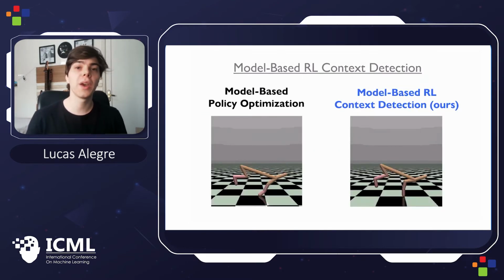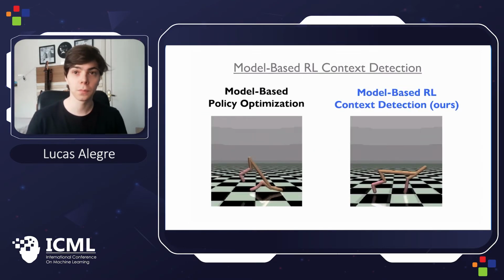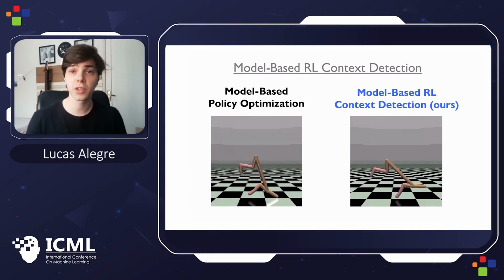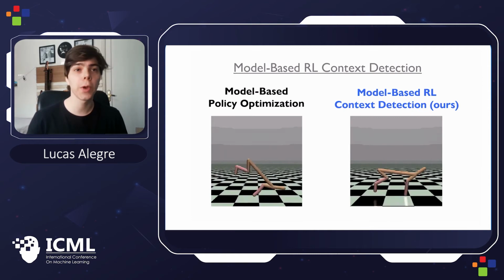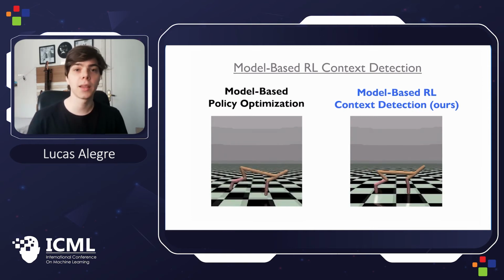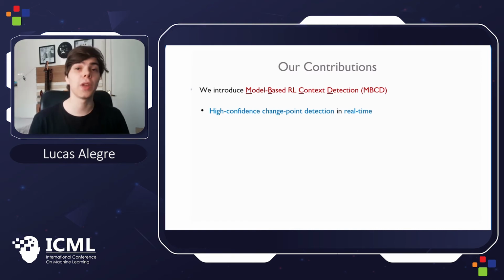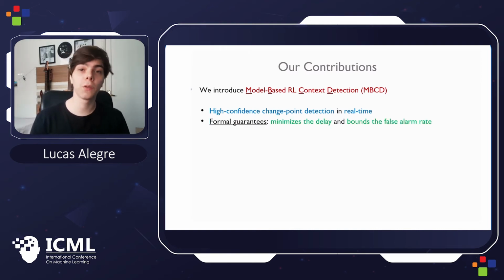We introduce model-based reinforcement learning context detection. While standard reinforcement learning algorithms struggle to deal with non-stationary changes, our method allows the agent to quickly detect the current context and adapt its policy accordingly. Our contributions include MBCD, which uses high-confidence change point detection statistics in real time and has formal guarantees of minimizing the delay of detection, and does so while bounding the false alarm rate.